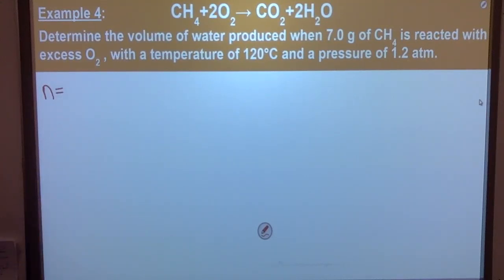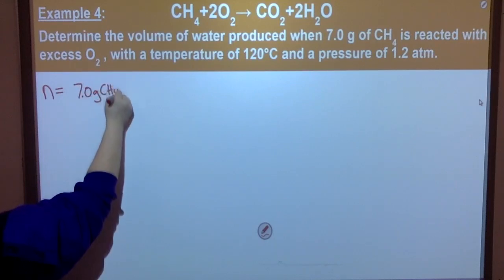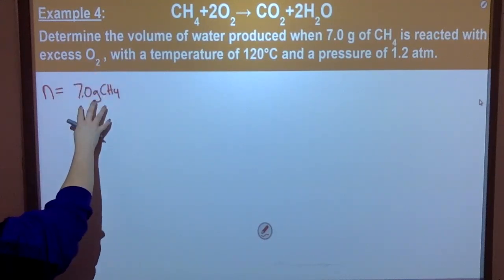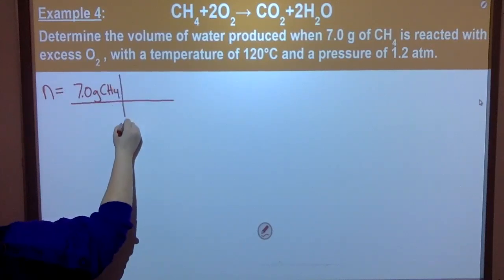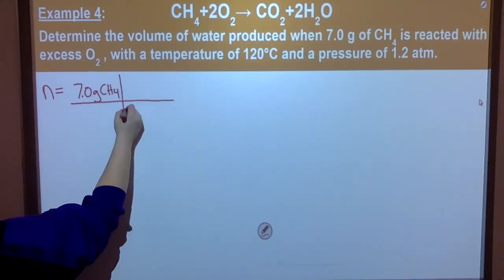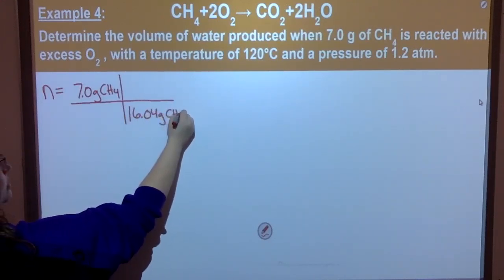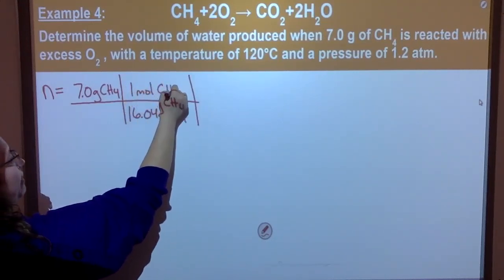Let's see here. So it starts us with 7 grams of CH4, and we're trying to figure out the volume of water produced. So we need to convert this into moles of water. If we have 7 grams of CH4, we know that grams of CH4 has to go on the bottom. So we're just going to add that up and get its molecular mass, which is 16.04 grams. We know that that's equal to 1 mole of methane.